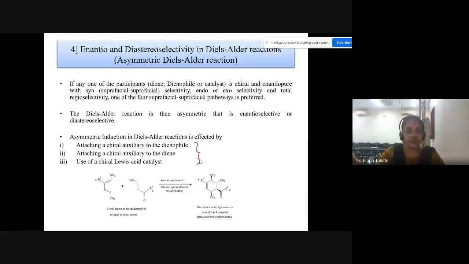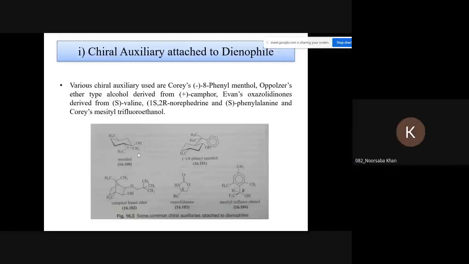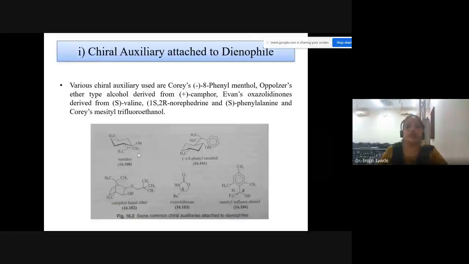तो either dienophile को chiral बनाओ या diene को chiral बनाओ. तो दोनों को chiral बनाना है तो हमने क्या किया, उसको क्या attach किया, auxiliary, या फिर reaction में लेके आओ, that is Lewis acid catalyst. अब यहाँ पे first approach हम देखने वाले हैं, attaching chiral auxiliary to the dienophile. This is one of the best approach.